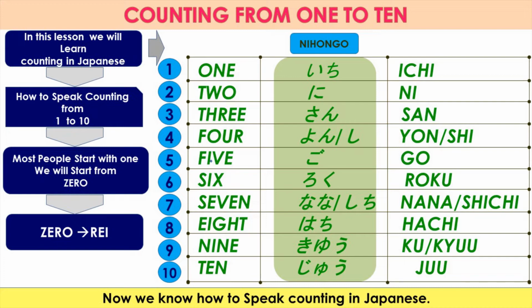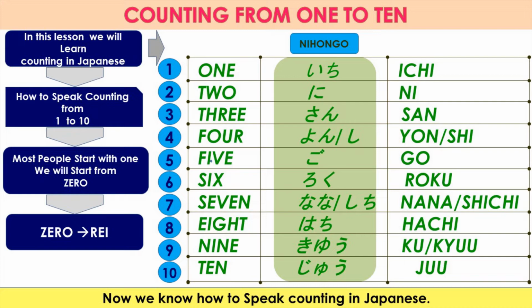10 is Ju. Once again I am repeating. Try to speak like me. Ichi, Ni, San, Yon or Shi, Go, Roku, Nana or Shichi, Hachi, Q or Ku, Ju.